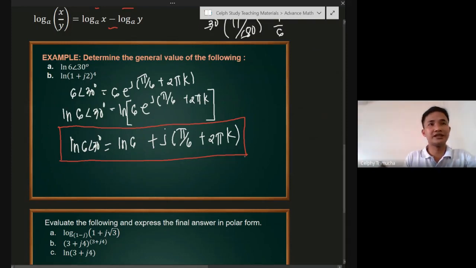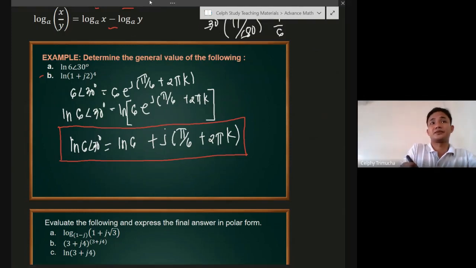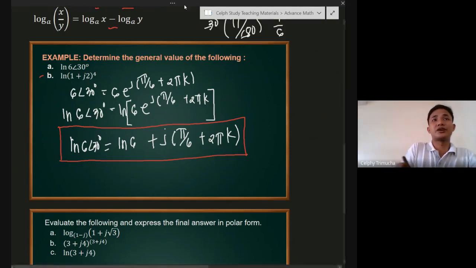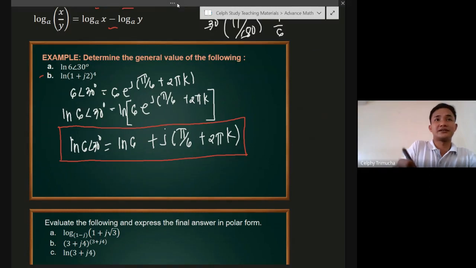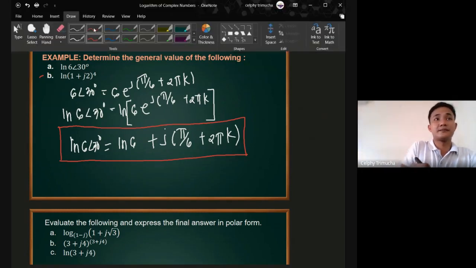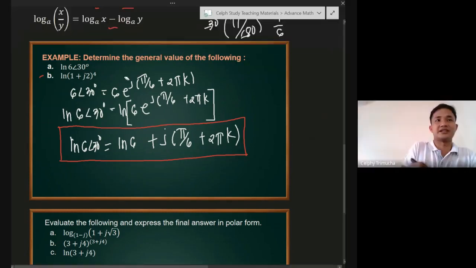Okay, so far naintindihan lang or any question before kita mag-answer sa next nga problem. Okay, question? Okay lang man, medyo naintindihan pa. Okay lang, sir. Sige, nasundan lang.